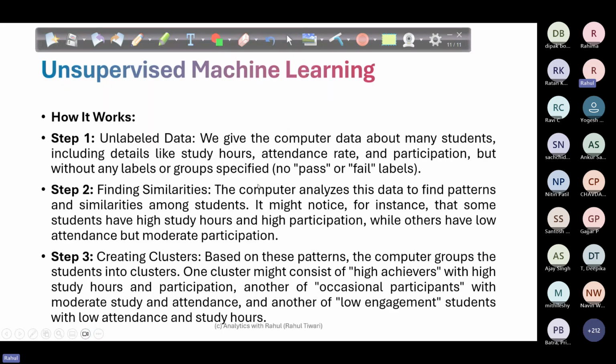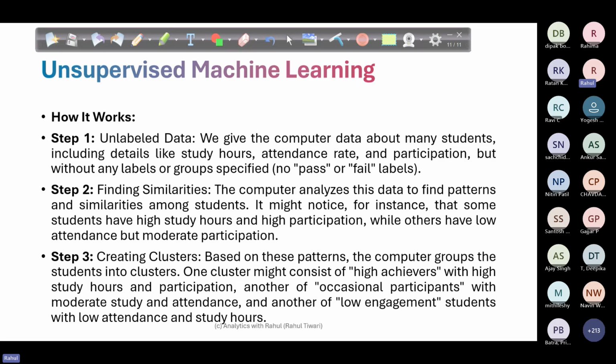Now, how does it work? First of all, the data which you are going to have is unlabeled data. There is no label in that. So we give the computer data about many students, including details like study hours, attendance rate, and participation, but without any labels or groups specified. Like we will not have something like pass or fail. We are not having that information.